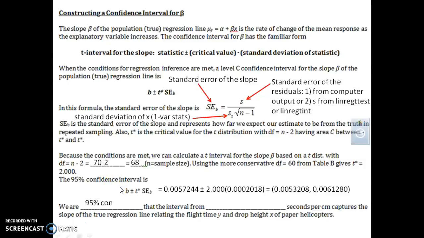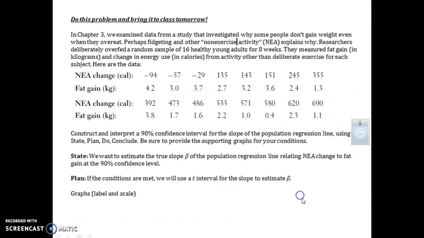So we are 95% confident that the interval from 0.0053208 to 0.0061280 seconds per centimeter captures the slope of the true regression line relating the flight time y and drop height x of paper helicopters. And if you notice, everything is worded in a way that explains exactly what the model is using. It's using x of height, it's using y of flight time, and it's a model relating those two things. So that's really important. You need your units, so make sure to include all that when you do your homework and your assignments.